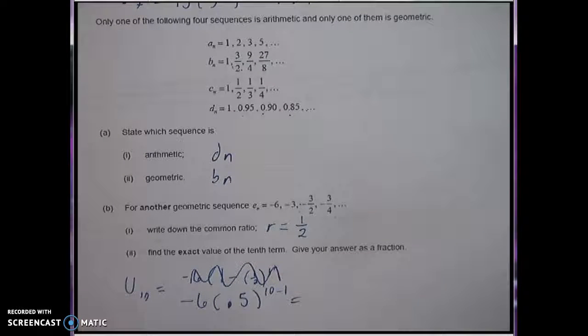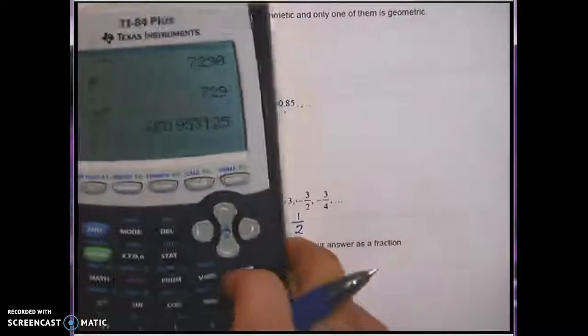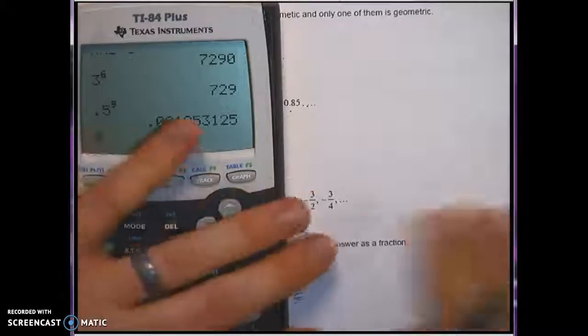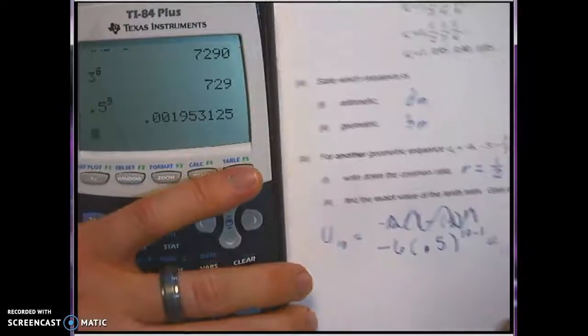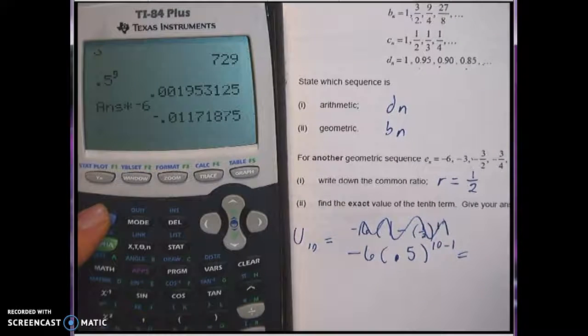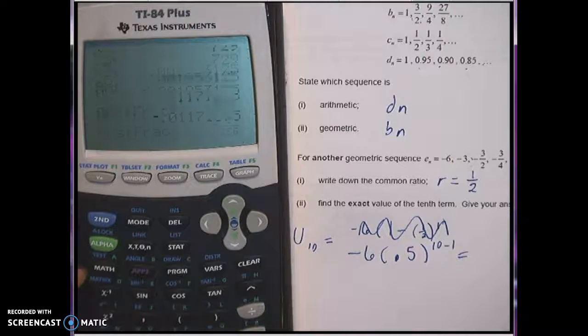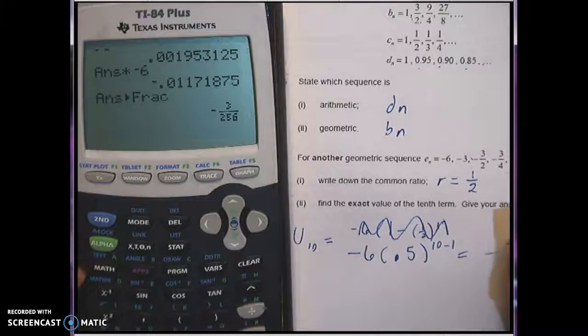is a crazy number, as you can see from your calculator. And we're supposed to, from the formula, multiply that by negative 6. And we're supposed to give the exact value of the term. So we don't want to write this down. We want to give them a fraction. The easiest way to get the calculator to give you a fraction is just math, enter, enter. It's going to be negative 3 over 256.